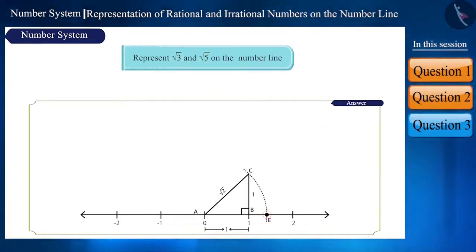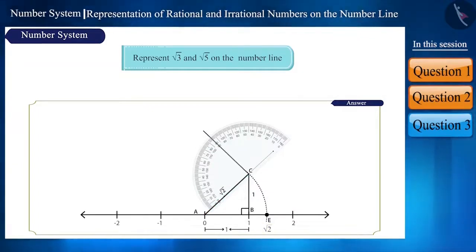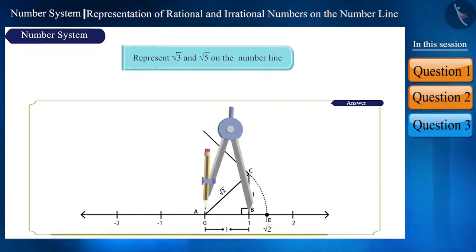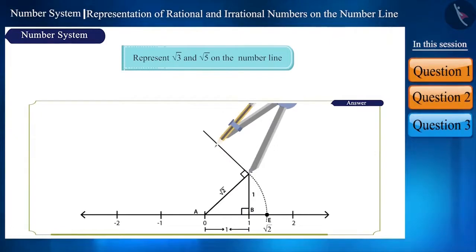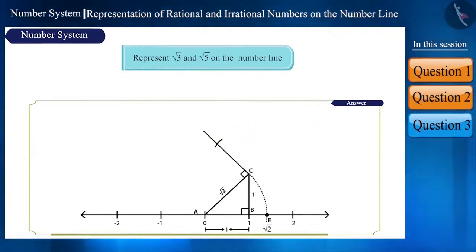Here, point E represents root 2. We will now construct a perpendicular on line AC. Now measure the distance of 1 unit using a compass and draw an arc from point C on the perpendicular, which cuts it at point F. Now draw a line joining center point A and point F.